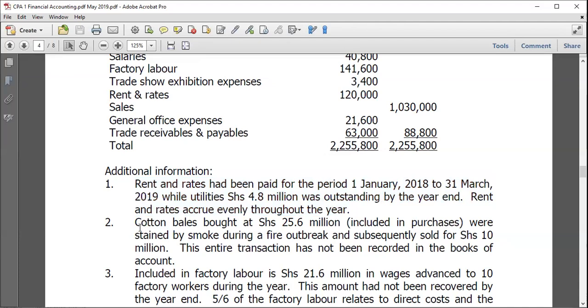Then they come here and also tell us that cotton bales bought at shillings 25.6 million, included in purchases, were stained by smoke during a fire outbreak and subsequently sold for 10 million. This entire transaction has not been recorded in the books of accounts.